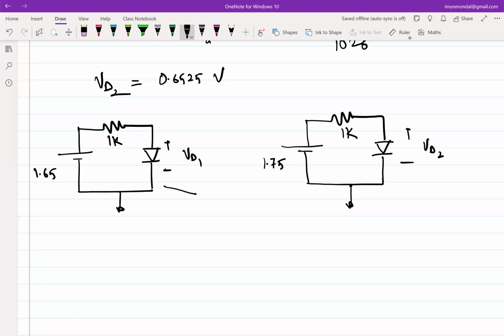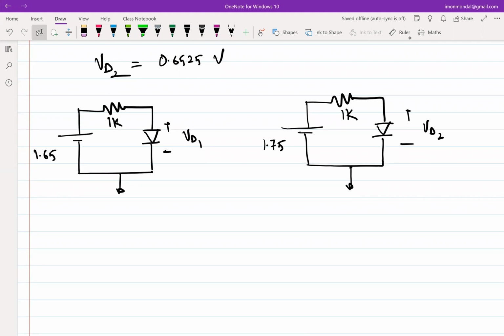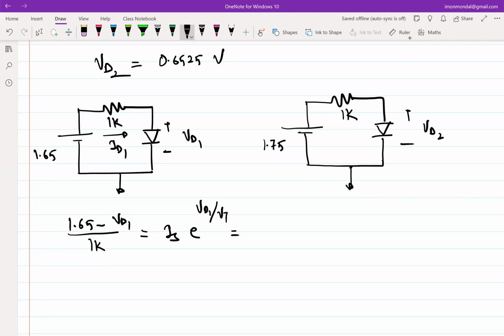In the circuit on the left, which I am calling the quiescent circuit or quiescent network, I know that this current ID1 is 1.65 minus VD1 by 1K, which is equal to IS e power VD1 by VT, which is equal to 1 milliamp, because we assume this to be 0.65 volt.